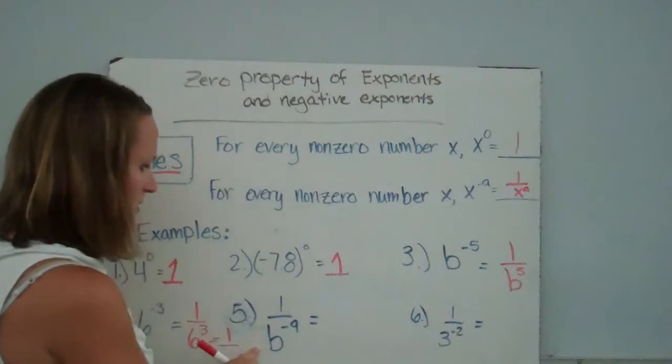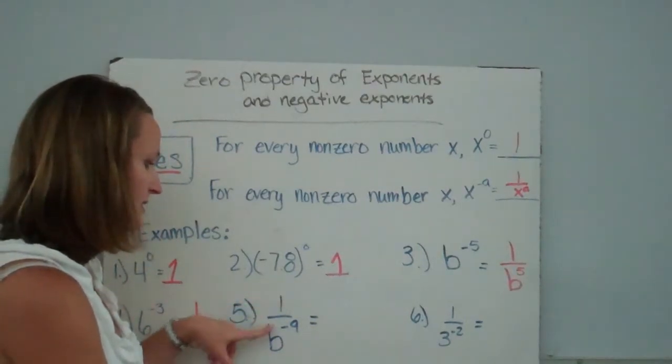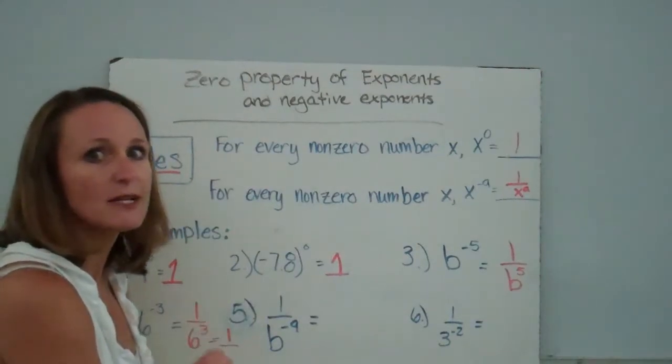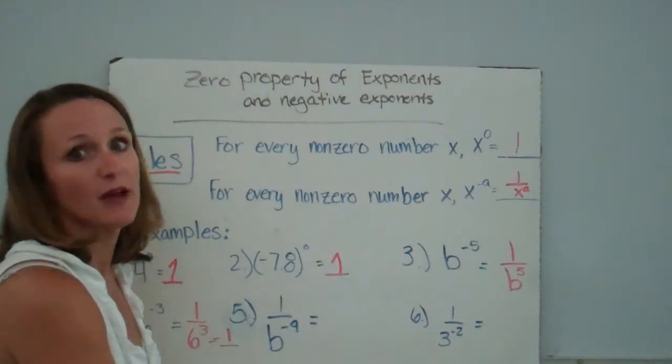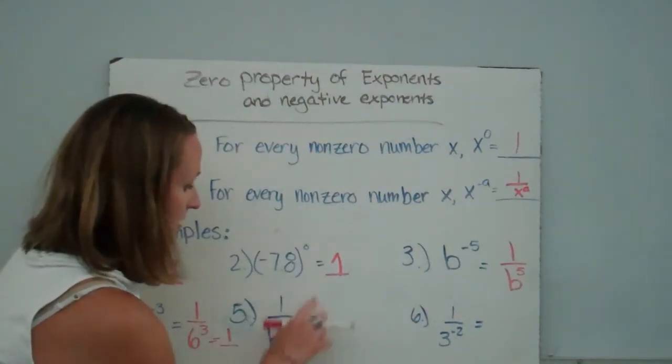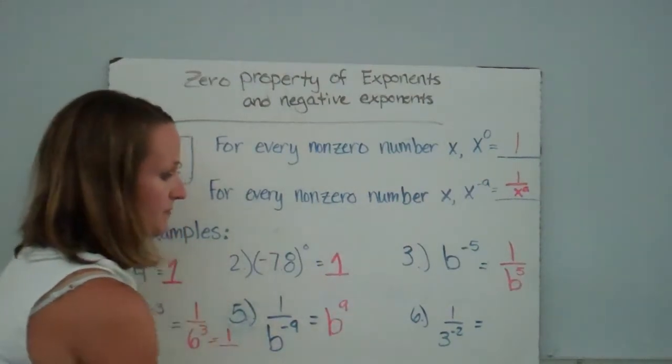All right, this one, what's going on here? This time I have my 1, in my denominator is b to the negative 9th. I don't want a negative exponent. I can't push this downstairs. I'm still kicking it out there, but I'm going to kick it upstairs. This just becomes b to the 9th.